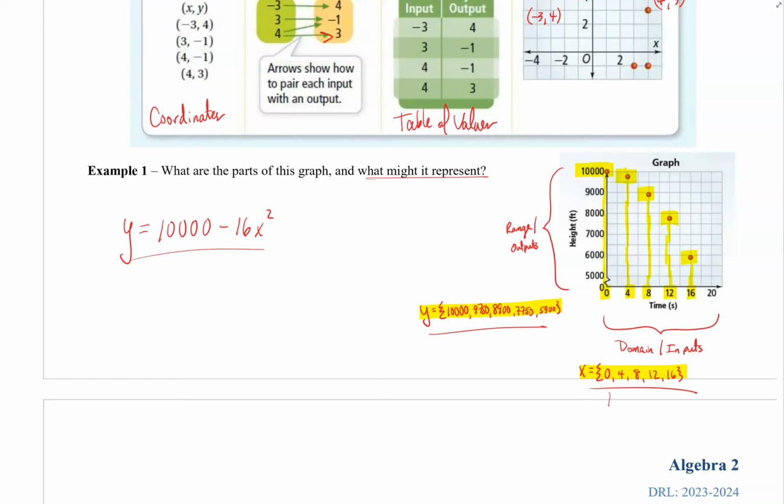So after a certain amount of time, after an object is let go, we can determine how high in the air that object is. Maybe this is a skydiver or a meteor or something like that that's falling from the sky. It's starting at about 10,000 feet, and we can track its height on its way down as we monitor the amount of time that passes.